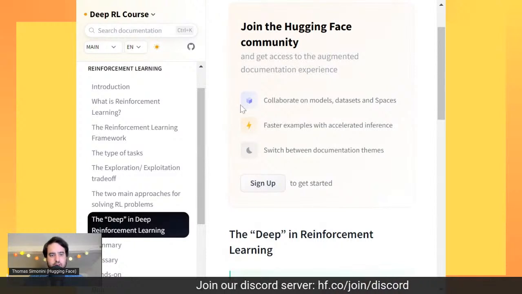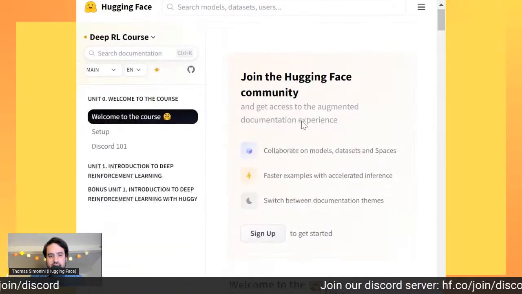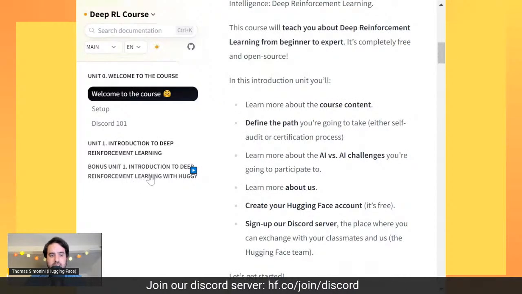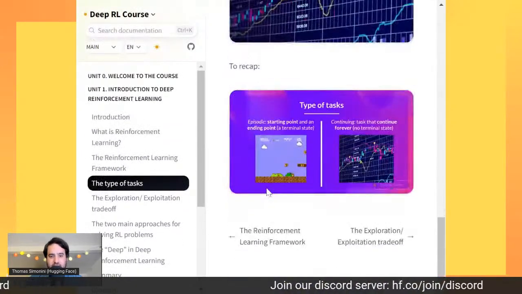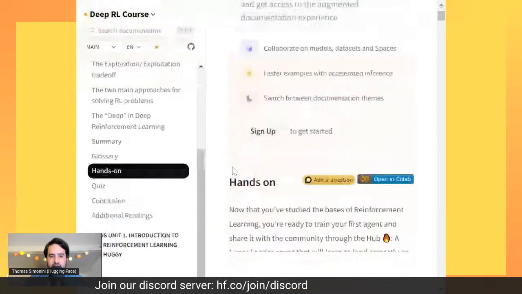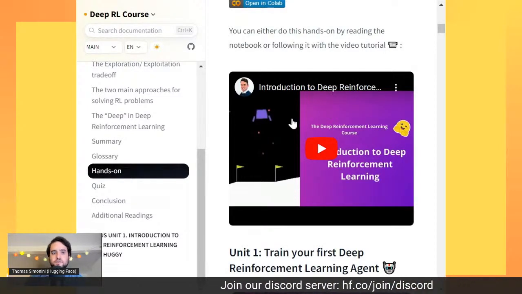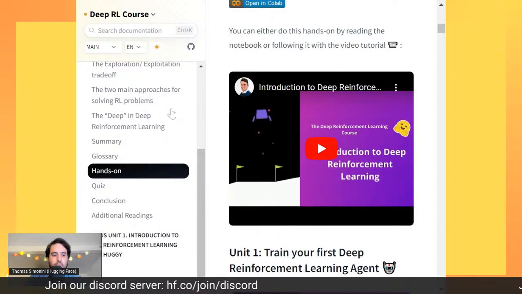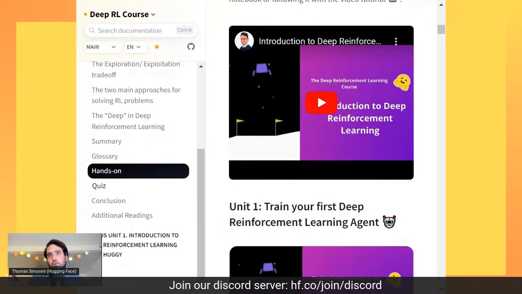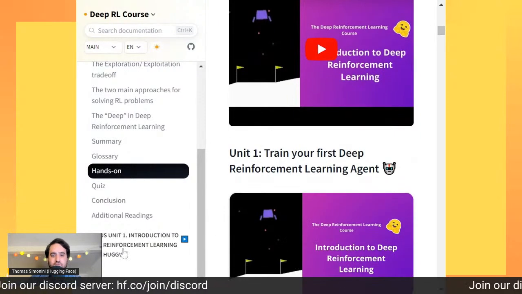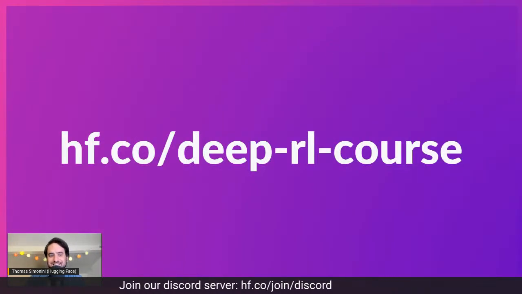So it works. If you go to the course, hf.co/deepRLcourse, it's where the course is. For now you have unit one, the bonus unit, and unit zero, and you have subsections where we made very nice illustrations, etc. And you have the hands-on here. What's nice is that for the first hands-on, we have a video if you prefer, because some people want to dive directly into Google Colab, but you can also follow with the video. We will have a video for every hands-on, and as I mentioned, we'll have these lives, which will be more Q&A and exchange with the community. We aim to do that one every week. So again, the course is at hf.co/deepRLcourse.